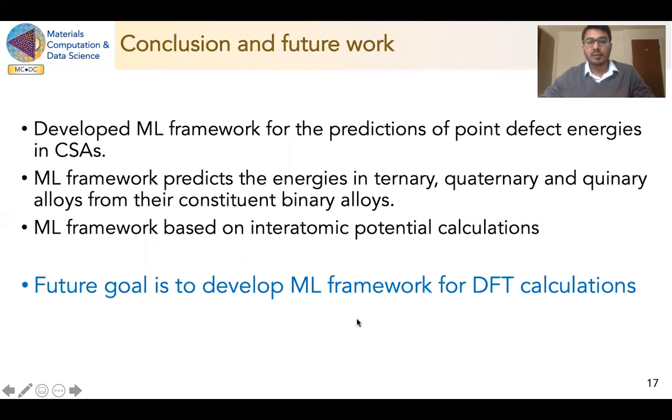So here I want to conclude my presentation. We have developed a machine learning framework for the predictions of point defect energies in these concentrated alloys. The machine learning framework is able to predict the energies of ternary, quaternary, and quinary alloys from their constituent binary alloys. And this framework is right now applicable to interatomic potential calculations, but our future goal is to test and develop the machine learning framework for DFT calculations.